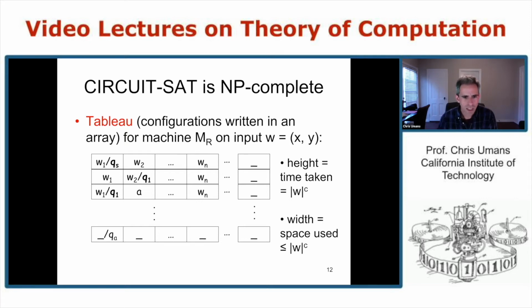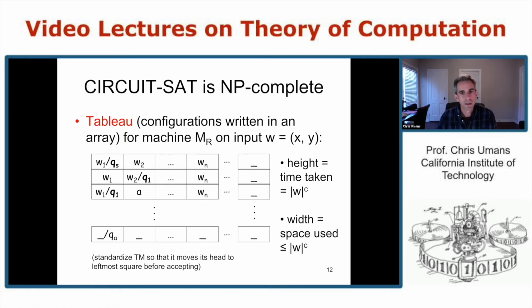Okay, and then there's one tiny little detail that will be important for our proof, which is that we can always standardize our Turing machine so that it moves its head to its leftmost square before accepting, so that if the Turing machine were to accept, we would see in this leftmost square the state Q sub A, which is maybe the accepting state of the Turing machine.